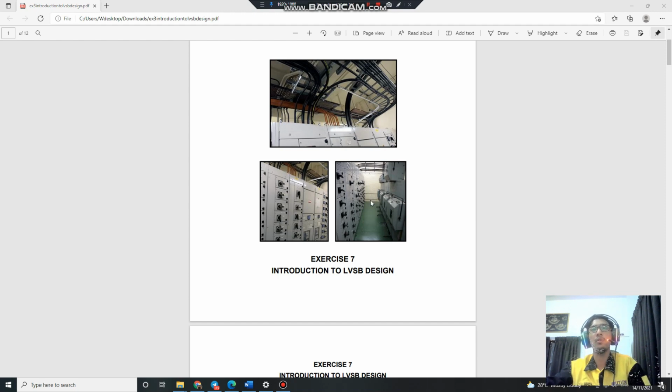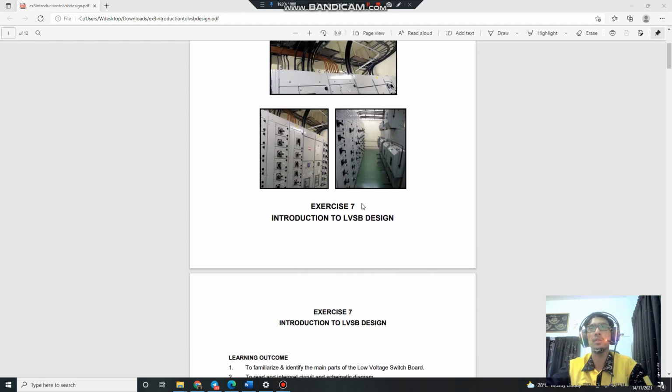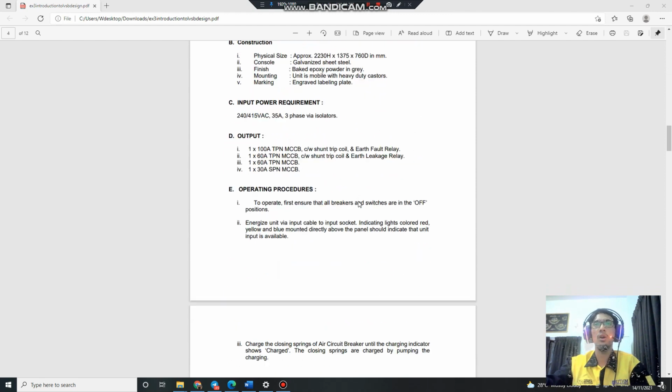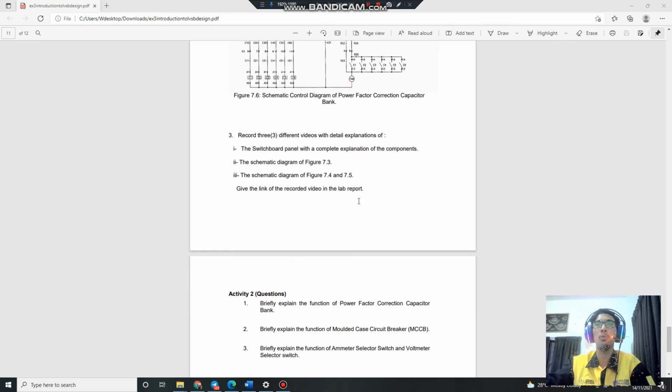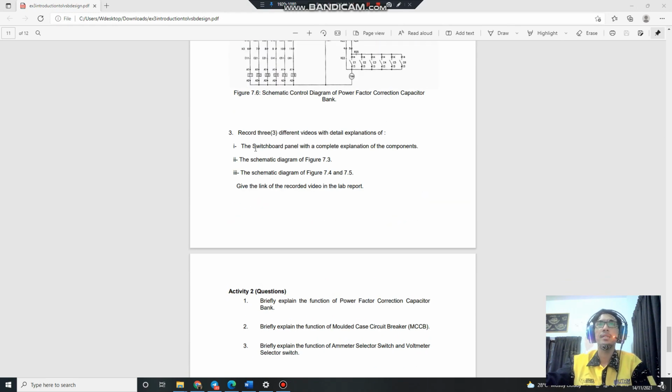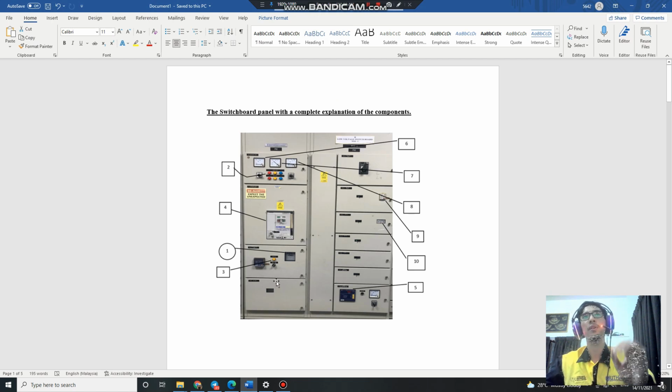Okay, I represent our group to explain the introduction to LVSB design, low voltage switchboard. Now I will explain the task for video number 1, the switchboard panel with a complete explanation of the components, and what the function of each component in the switchboard panel is. Firstly, let me show the figure for the switchboard panel with complete components.